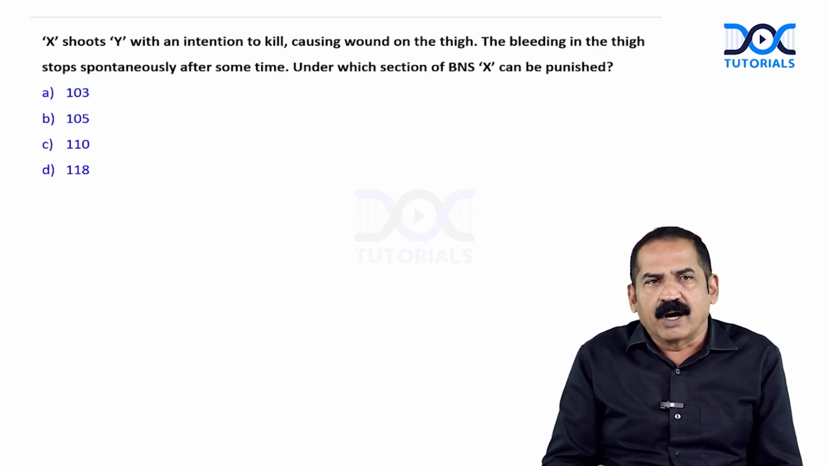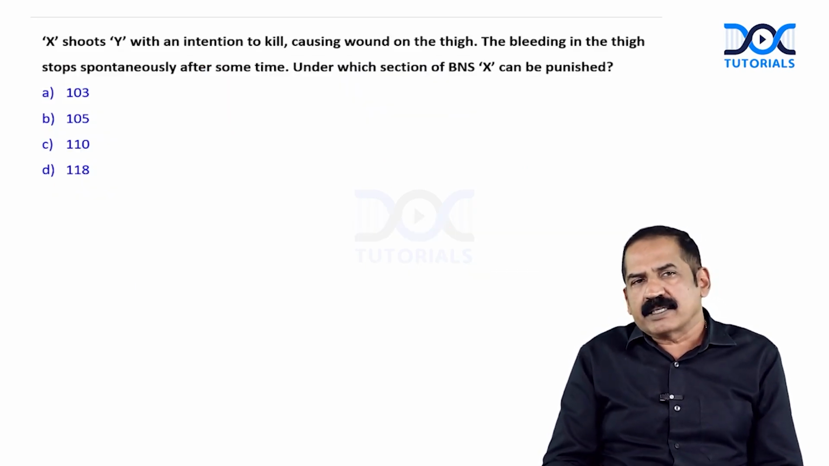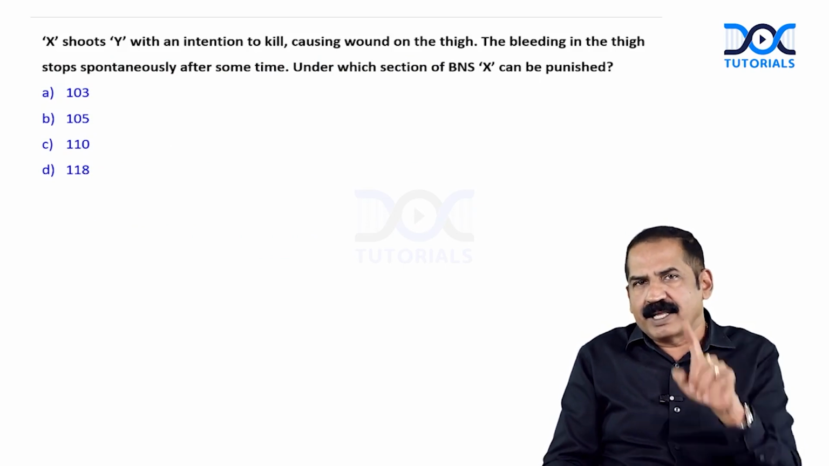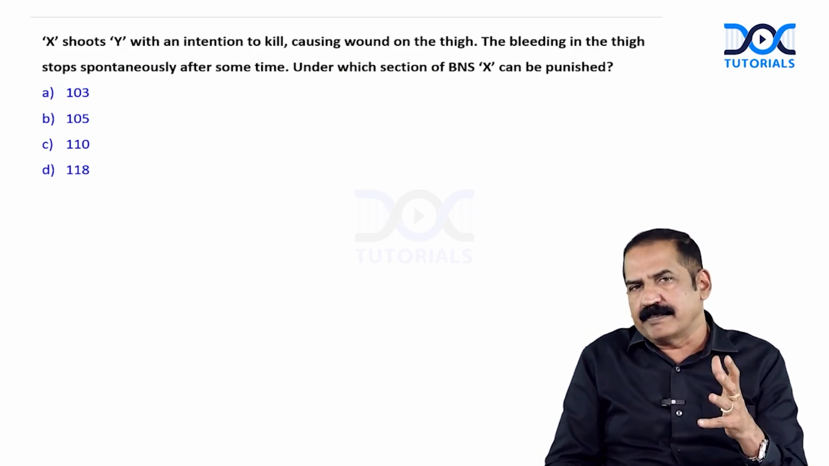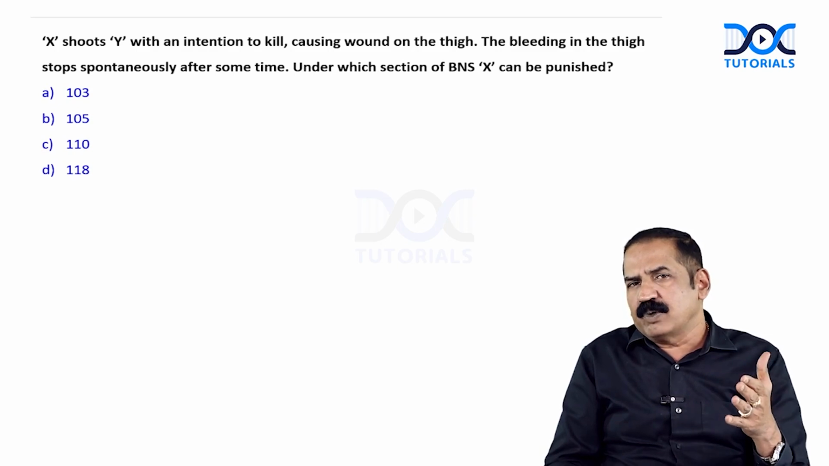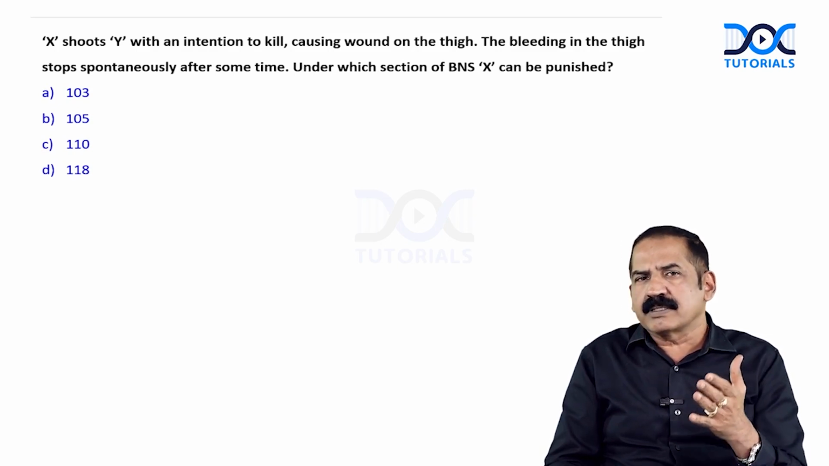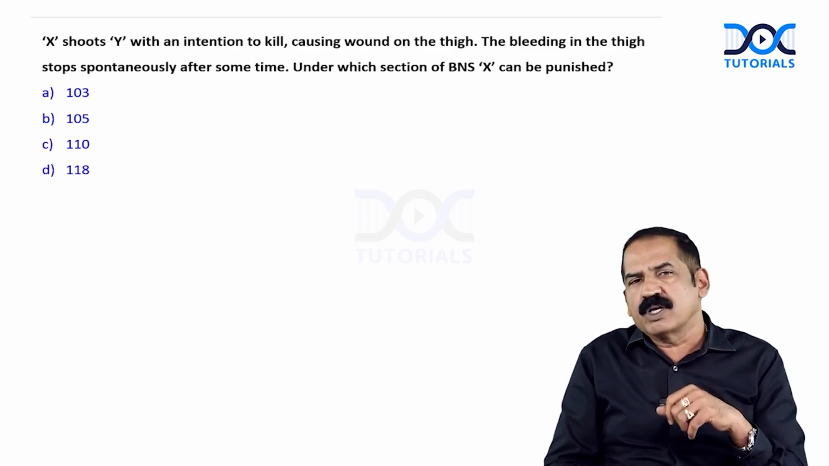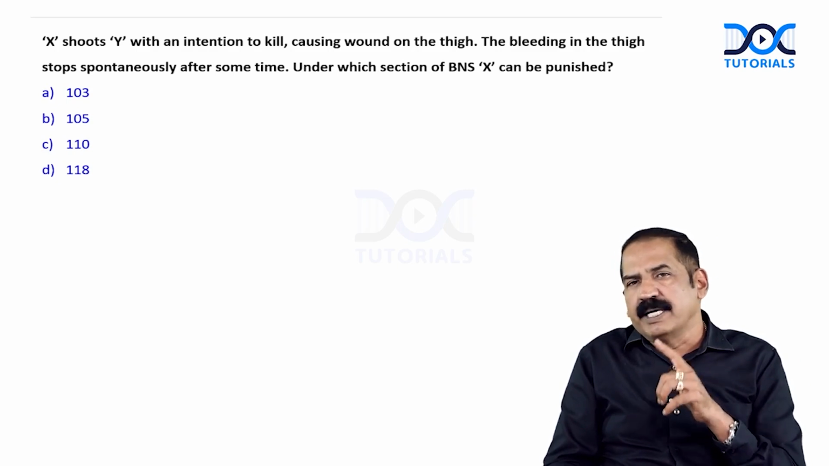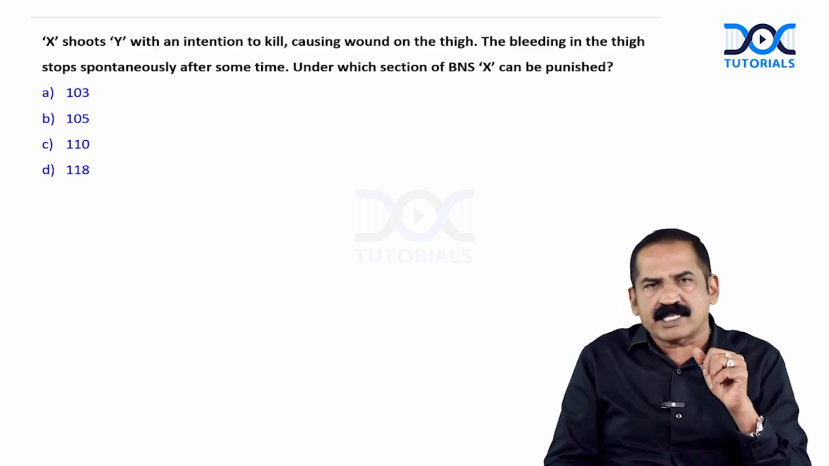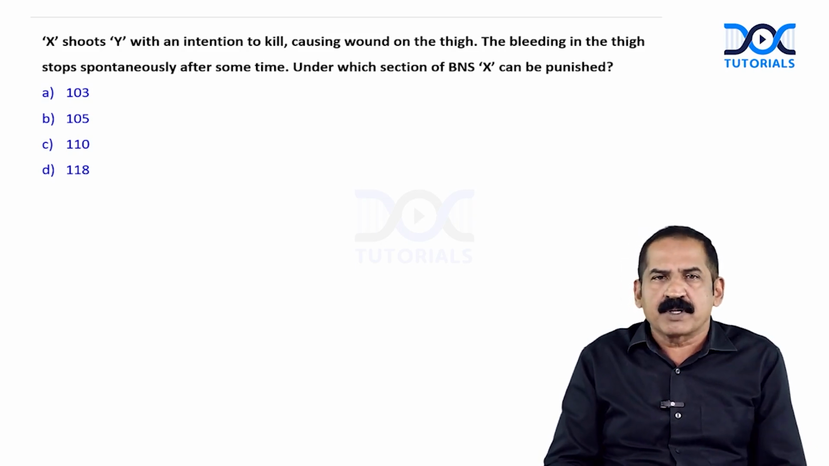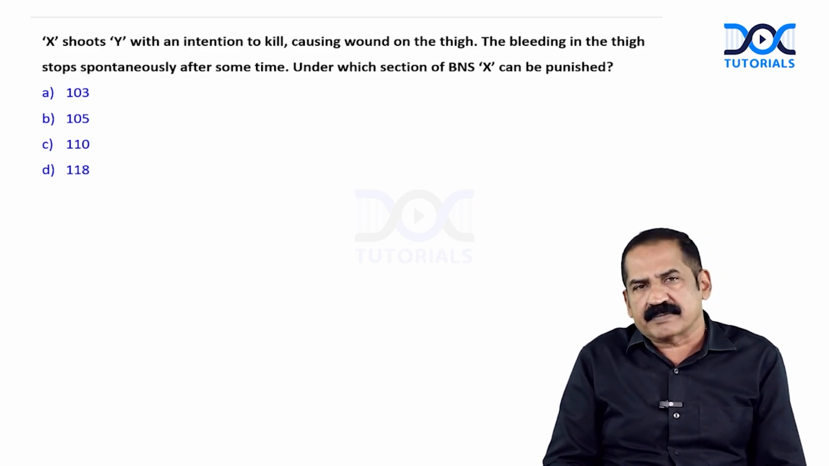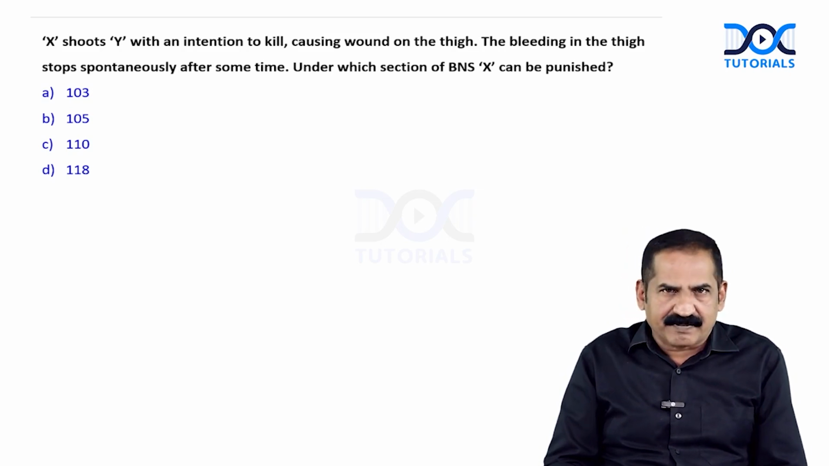Okay. Now, X shoots Y with an intention to kill. There is intention. Once there is intention, it may be culpable homicide amounting to murder or not amounting to murder. Causing wound on the thigh, the bleeding in the thigh stops spontaneously after some time. That means gravity of injury is not severe. So, he can rule out murder. Under which section of BNS X can be punished?